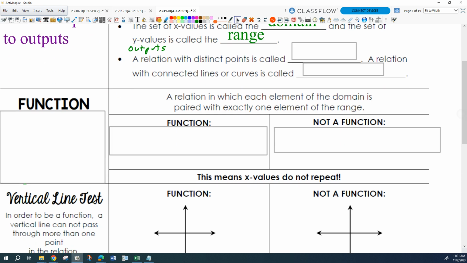So a relation with a distinct set of points would be like a scatter plot. We call that a discrete relation, whereas a relation whose graph looks like connected lines or curves is a continuous relation. Okay, and we'll look at both of those also.